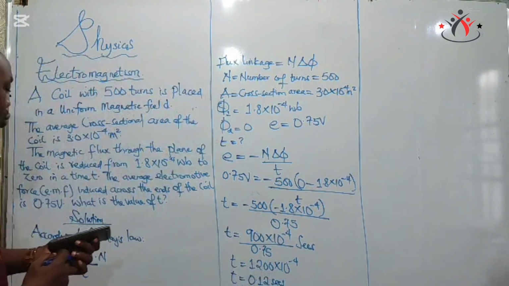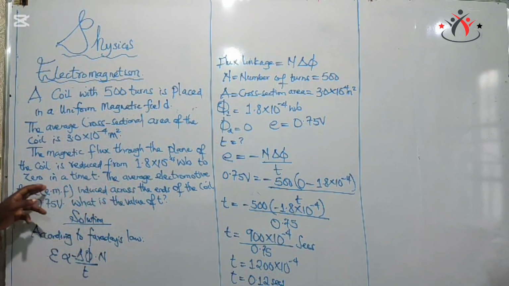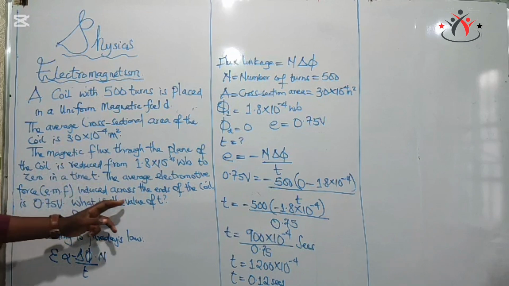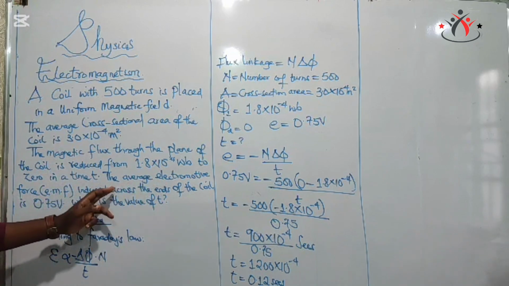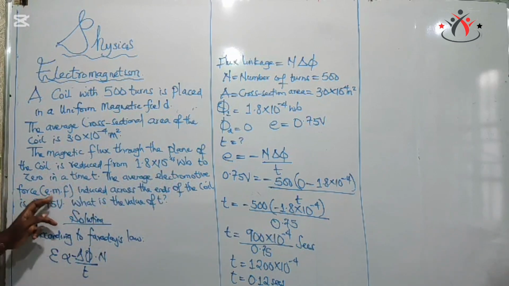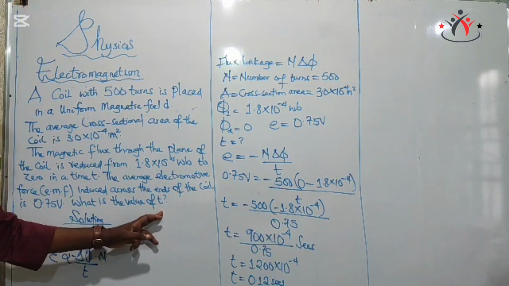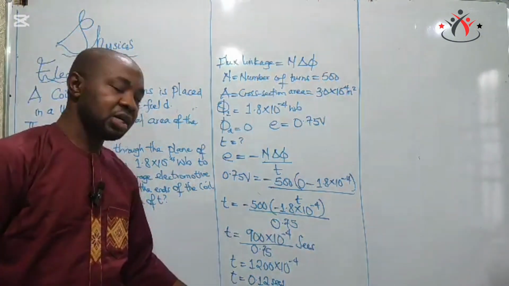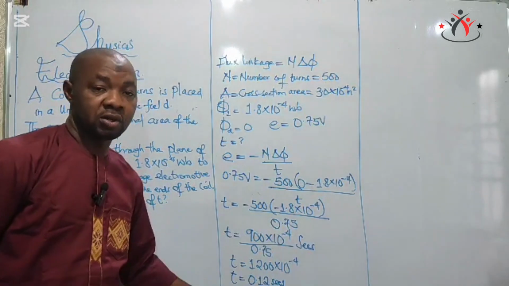So, given the average electromotive force across the ends of the coil, what is the value of t? The value of time t is 0.12 seconds. Thank you.